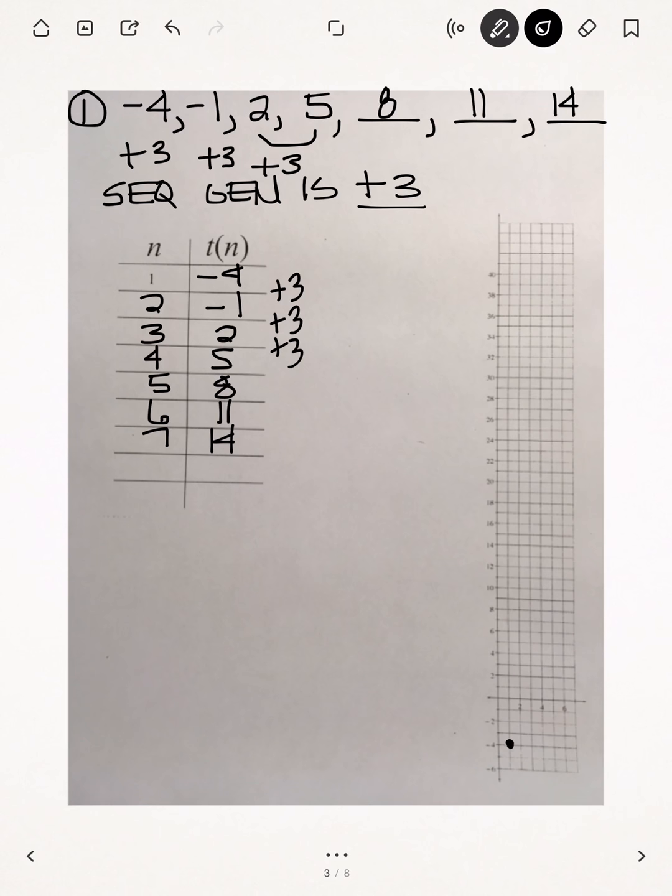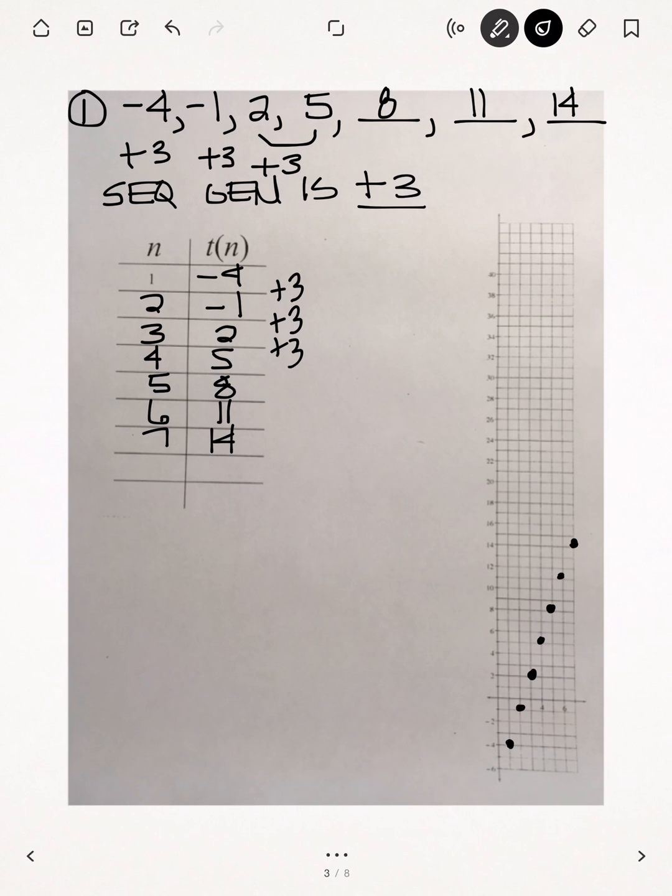All right, go over 2, down 1, and go over 3, up 2, go over 4, up 5, go over 5, up 8, go over 6, up 11, and go over 7, up 14. Now I may go a little bit faster than you guys, so you can always pause the video to catch up if you need to.